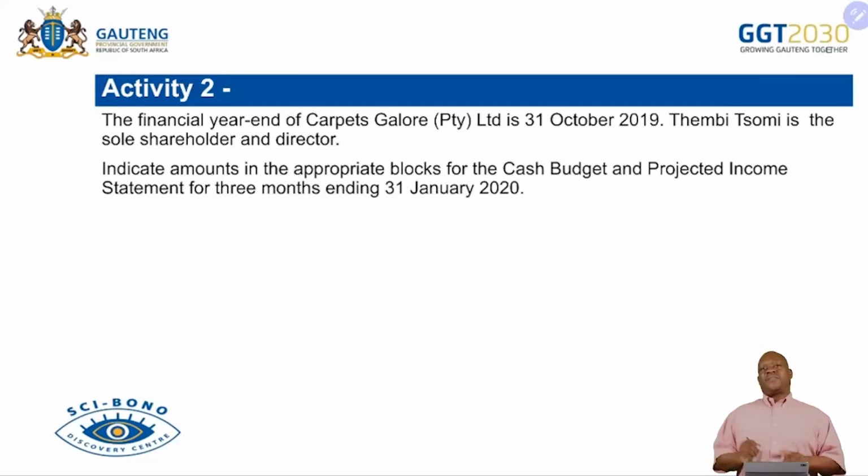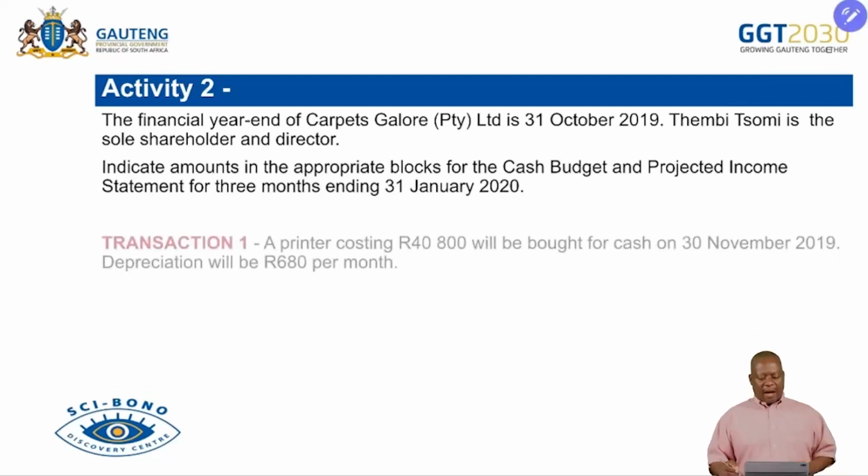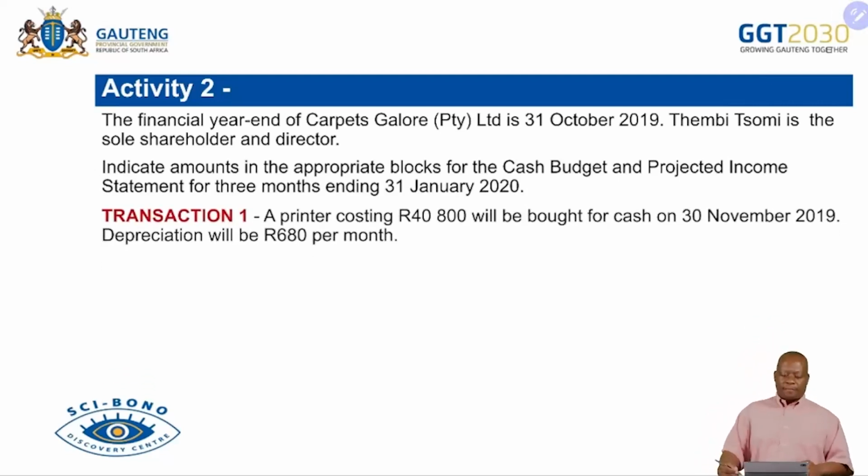Now, let's see if we know how we are going to be entering this. So we are going to start with transaction number 1. A printer costing 40,800 will be bought for cash on 30 November. So it means the cash is going to be paid in November. Very important. Depreciation is going to be 680 per month. Where is it going to be recorded? Let's deal with the figure that we are going to pay in November.